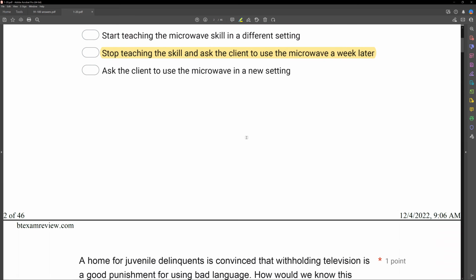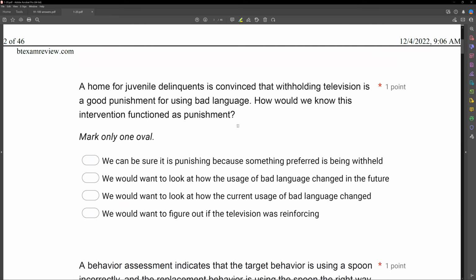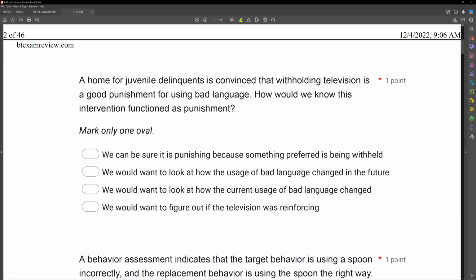C is our answer. A home for juvenile delinquents is convinced that withholding television is a good punishment for using bad language. How would we know this intervention functioned as punishment? When we are describing something as a punisher or as punishment, what are we really saying? We're really saying that it's a consequence that is decreasing behavior. We're not defining it by the topography. We're not defining it by traditional terminology or traditional thinking. All we're concerned with is, is it decreasing the behavior?